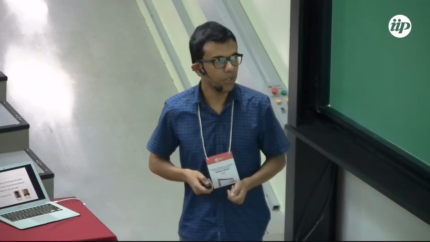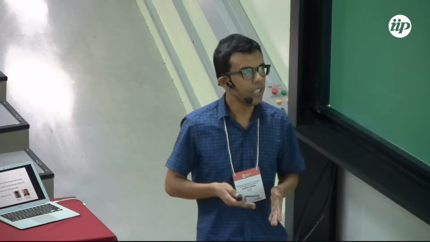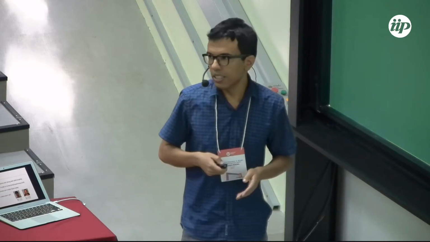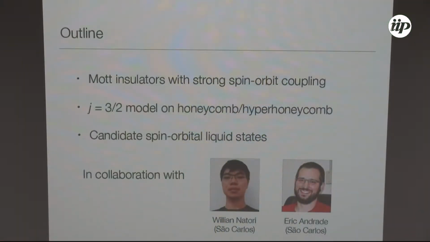But then I'm going to show you that we actually get some spin models for effective magnetic moments with total angular momentum j equals 3/2. And the interesting cases are where these j equals 3/2 moments are on the honeycomb lattice or hyperhoneycomb lattice, or more generally other tri-coordinated lattices.